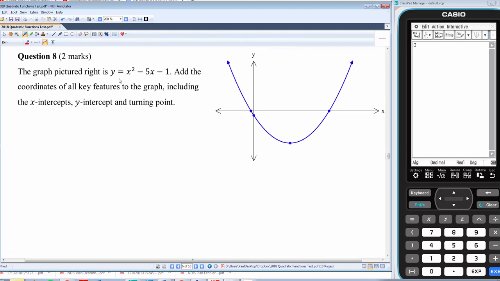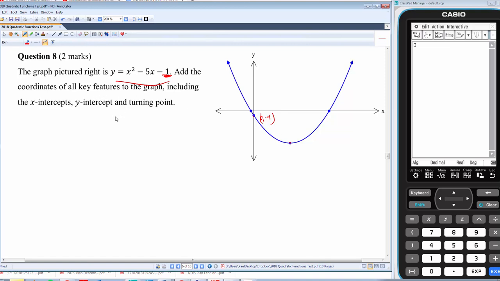Okay, so for this one here, we've got a graph, and I've actually drawn it for you. So that is the graph. All you had to do was mark the key features. So we could get the y-intercept pretty easily. That occurs when x is 0, y is negative 1, and we just get that from the constant there.